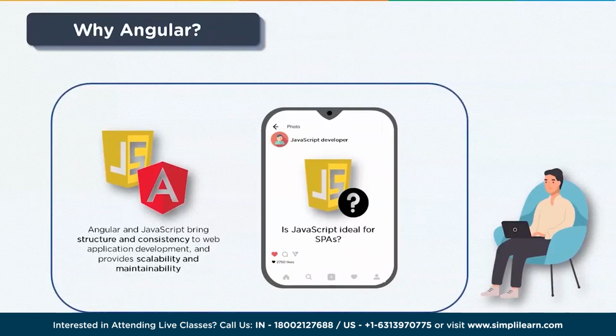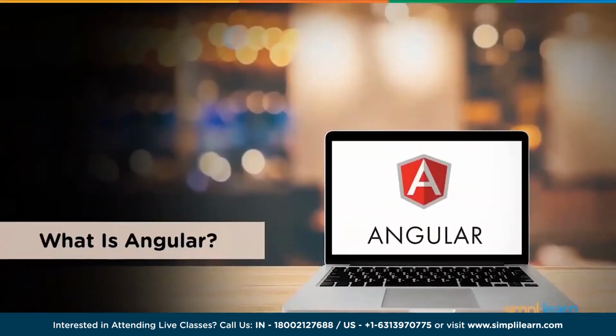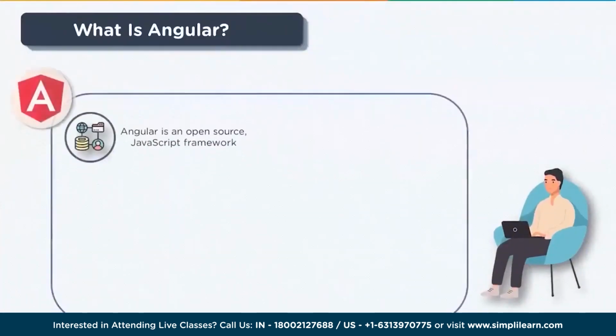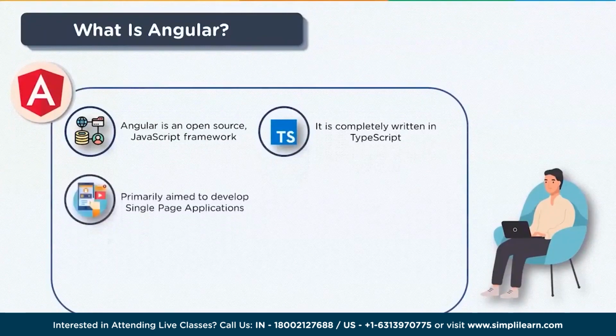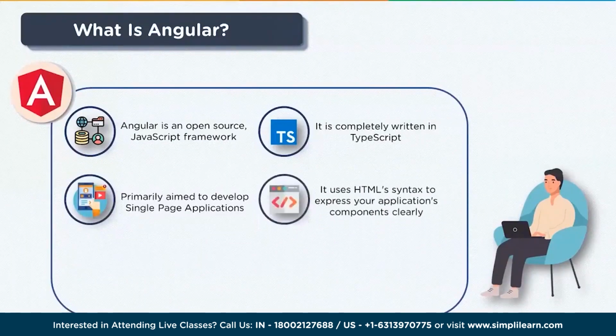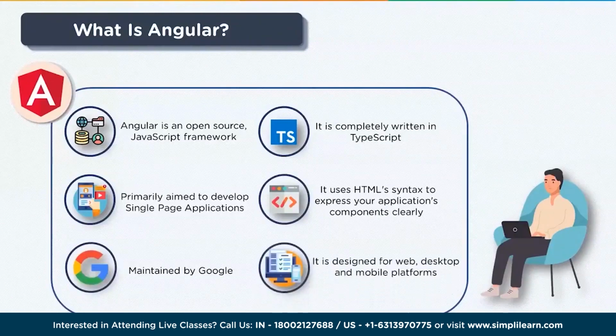So now the question arises, what exactly is Angular? Angular is an open-source JavaScript framework written completely in TypeScript. Now, it was primarily aimed to develop single-page applications and is maintained by Google. Angular as a framework provides a few advantages while also providing a standard structure for developers. It is designed for web, desktop, and mobile platforms.